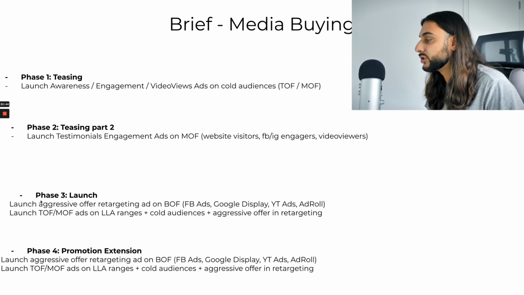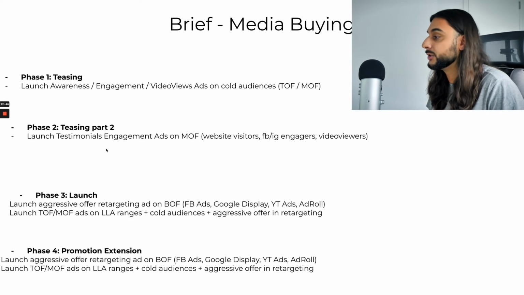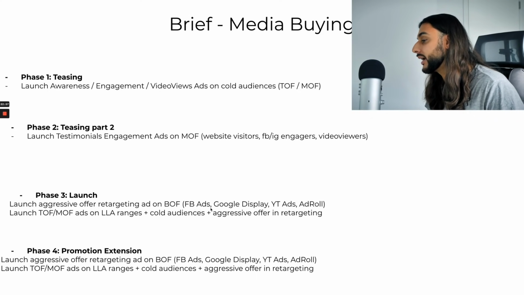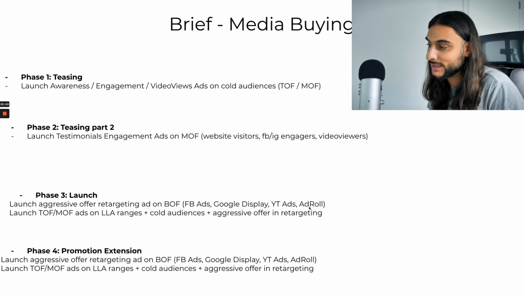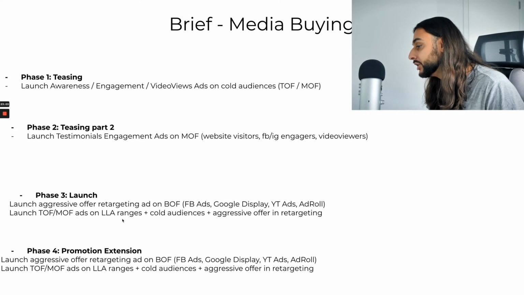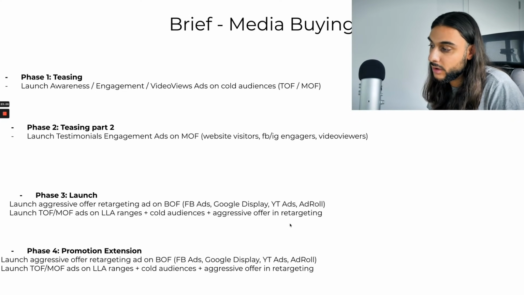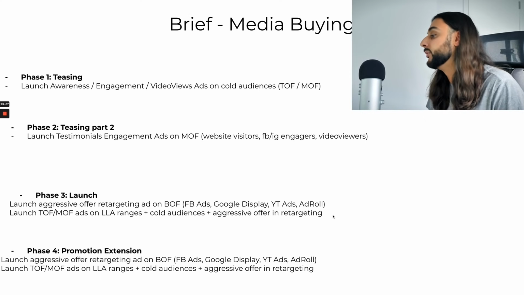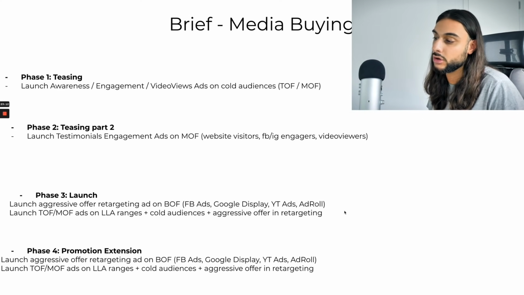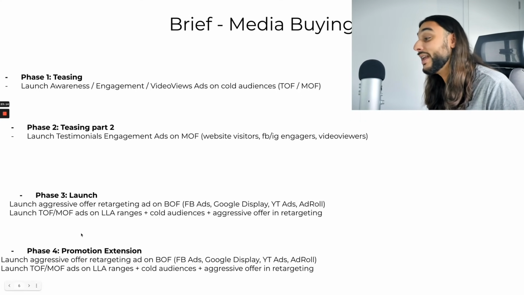Now, phase 3 was the launch, and this is where we're actually trying to get sales, because in these two sections, phase 1 and phase 2, we're not looking for sales, we're just looking to convert cold audiences into warmer audiences. So we launch aggressive offer retargeting ads on BOF, Facebook ads, Google display, YouTube ads, and ad roll. Launch TOF and MOF ads on LLA ranges, cold audiences, aggressive offer, and in the retargeting. So this was all about retargeting, because this would never have worked if it wasn't retargeting. You can't do this with interest targeting. It just would never have worked.